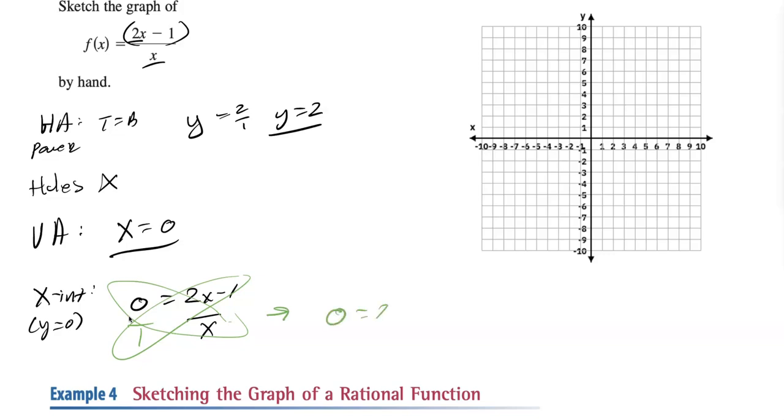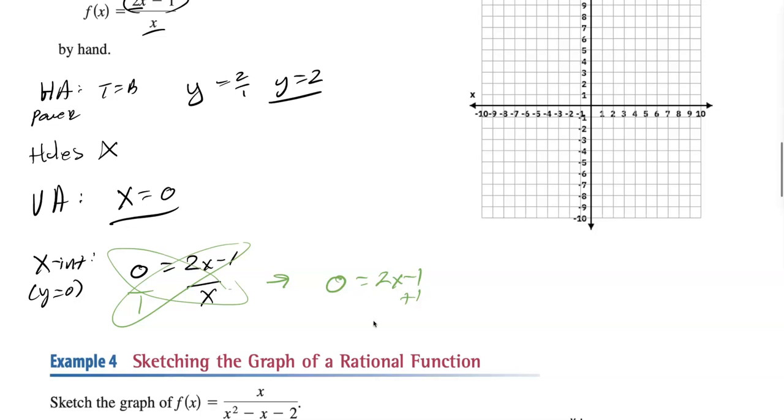Honestly, myself, I don't want to memorize that, so I just always cross multiply. Set y equals 0, and I cross multiply. Oh, that goes away, 0, and then this times that is this, and then you just solve. So plus 1, 1 equals 2x, divide by 2, divide by 2, x equals 1/2. So there's my x-intercept of 1/2.